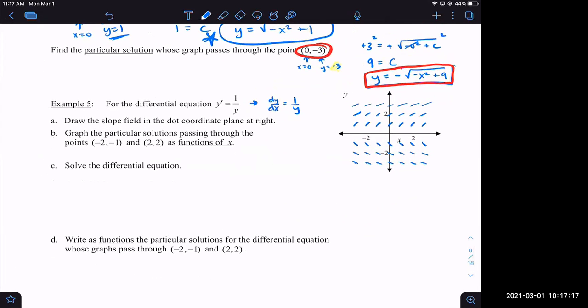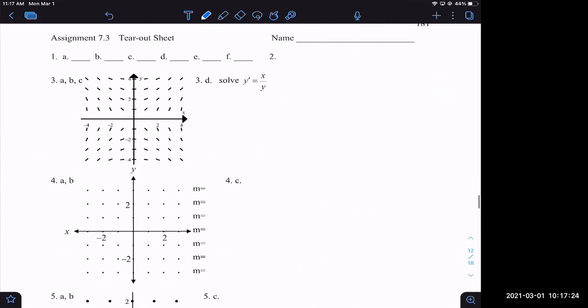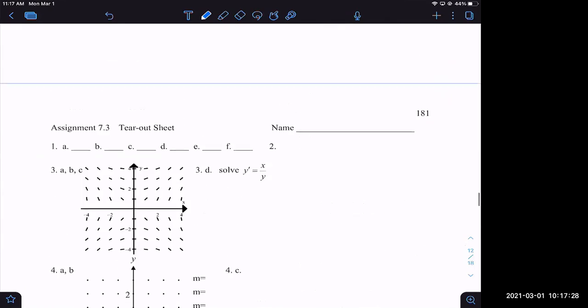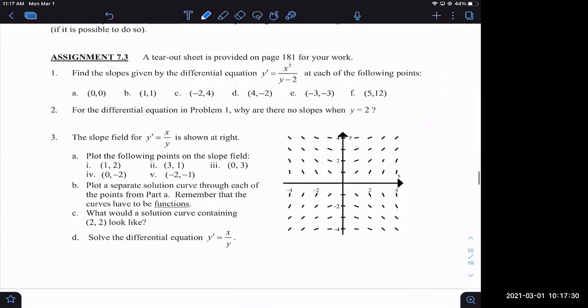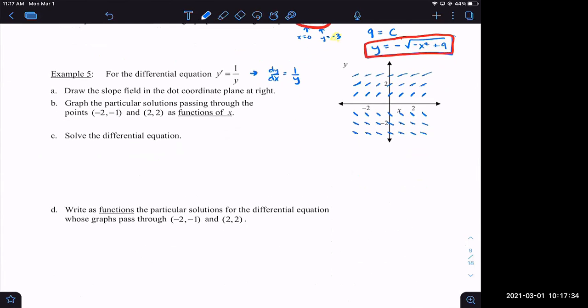Okay, so we've done part A. Your assignment is going to take you through these very similar steps. In this assignment, it's one where you have this tear out page where they give you the graph, so you don't have to tear it out, you take a picture, but you can do your work in your book. So it's going to have similar steps. You're going to draw the slope field.